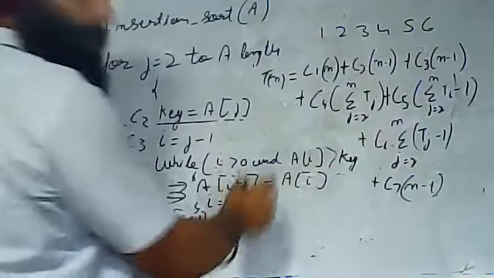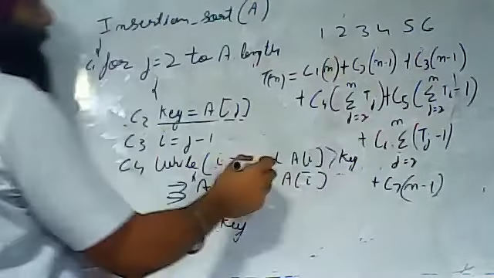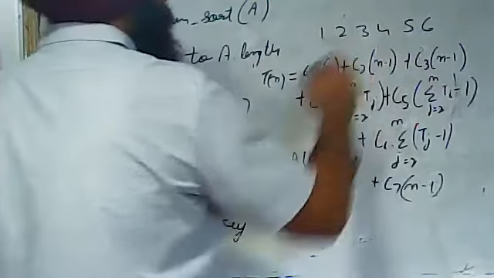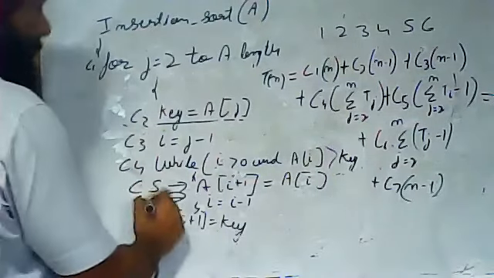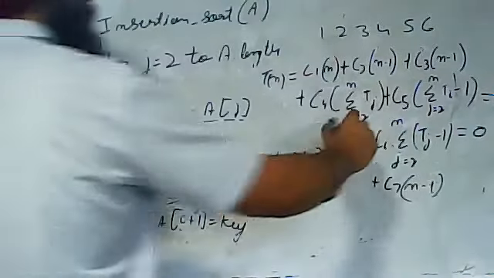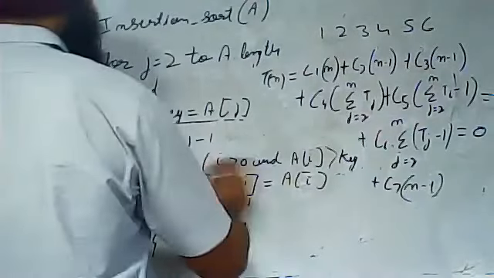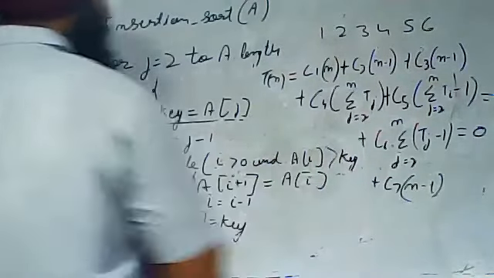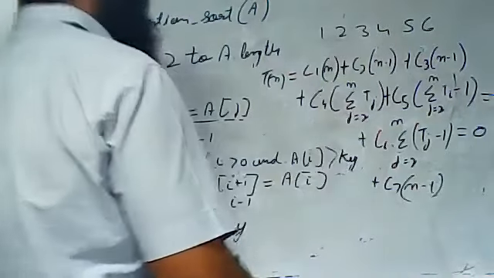This inner part is for movements. There will be no movements, only comparisons. How many comparisons actually? N minus 1 comparisons. So these two inner parts, C5 and C6, will be 0 in this case. All other elements will be there, but these two will not be there. But how much time will this loop take? This loop will take n minus 1 time, that we have just seen.